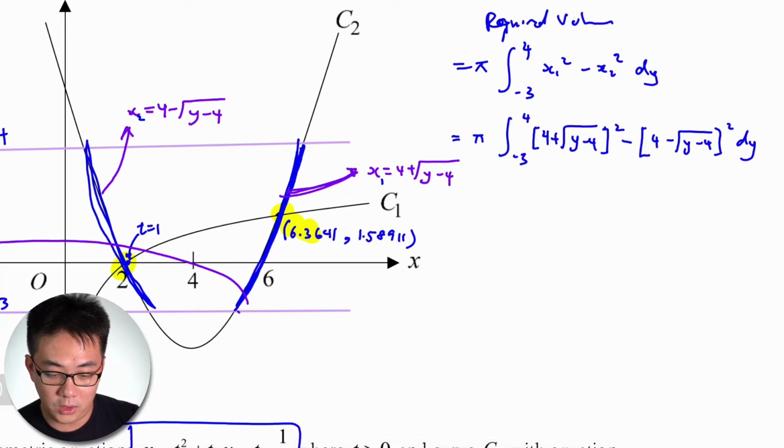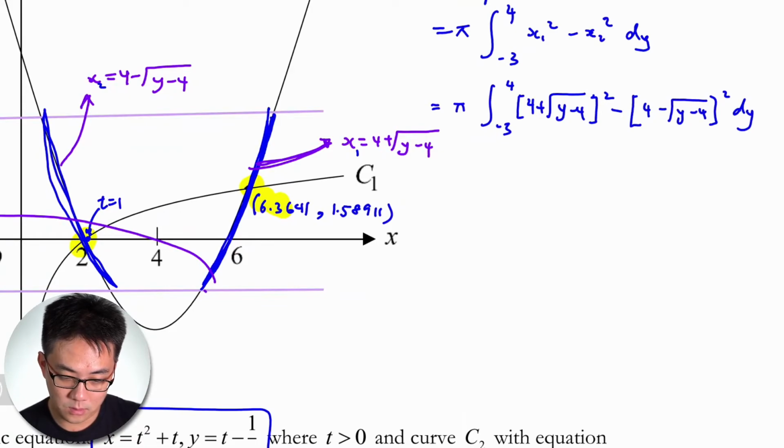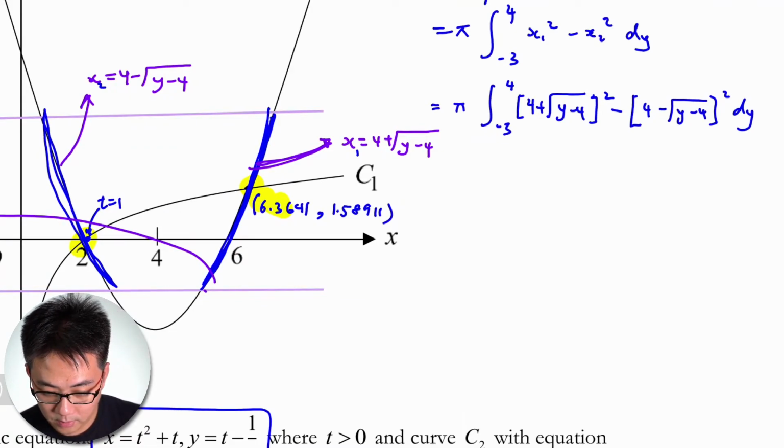Numerical value. Numerical value means you don't need to calculate the actual value. You just need to key this in numerically. So pi math. I hope you know that your calculator can do numerical value. So just put in nicely. So 4 plus square root of x minus 4 square, minus 4 minus square root of x minus 4 square. So key in calculator. You should get a value there. Minus 4 square, minus 3.